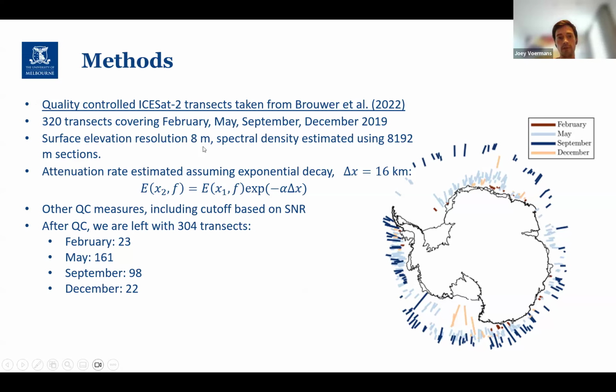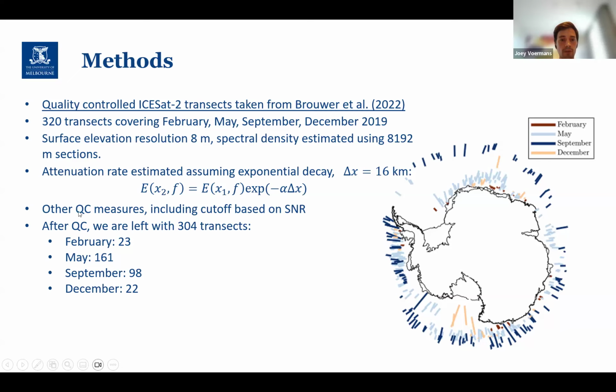So the signal is interpolated on an 8-meter horizontal resolution, and we're calculating the spectral density on windows of about 8 kilometers. And again, that's on a moving window, so that moves along the transect. And then if we have the spectral density, we can estimate the actual attenuation rate. We take 2 spectra 16 kilometers apart, and then we are assuming an exponential decay of the wave energy. So we have the 2 spectra that are 16 kilometers apart, which is delta x. And what we're interested in is this alpha parameter, which we call the wave attenuation rate.